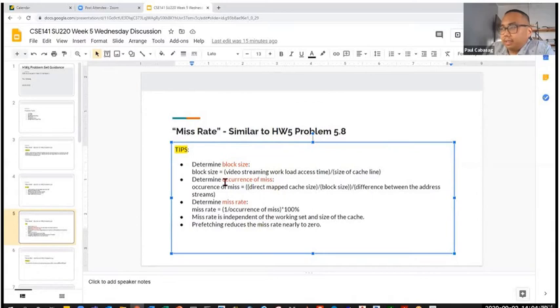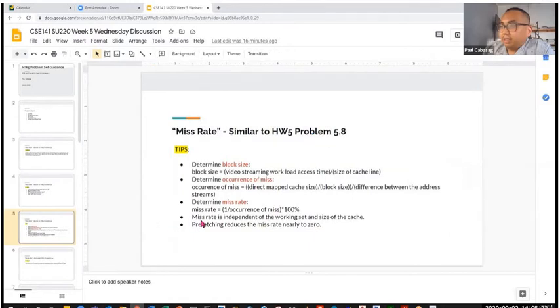And then the next thing would be finding the occurrence of the miss, or when the miss occurs. How I would do that is you take the given direct-mapped cache size and divide it by the difference between your sequence, your address streams. When you do that, that gives you how many times you're going to have a miss. The next step is simple. You just take the reciprocal of that, 1 over that, and you give it in terms of a percentage.